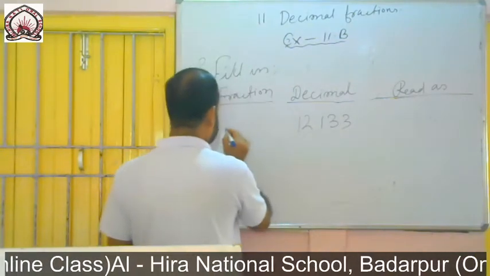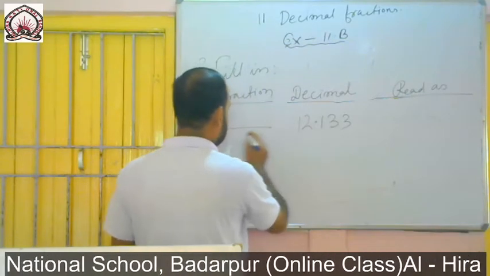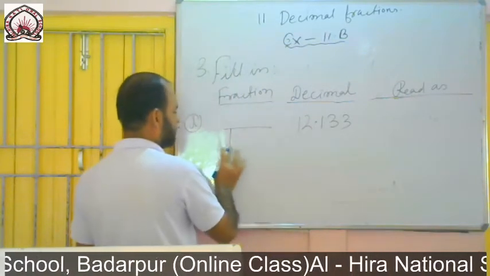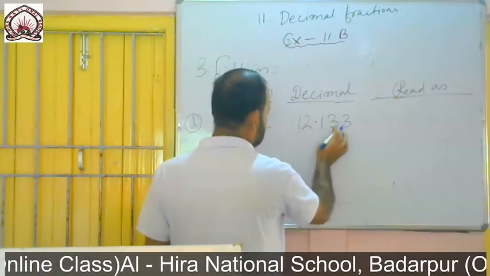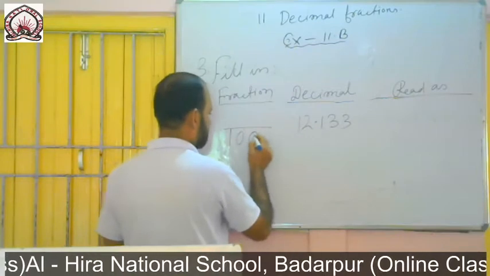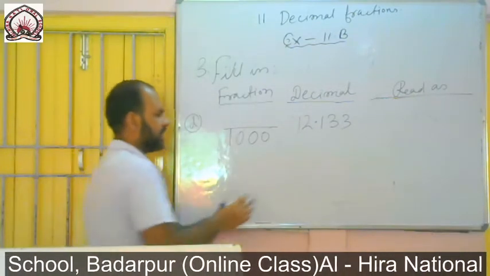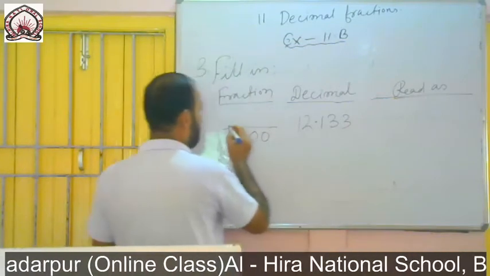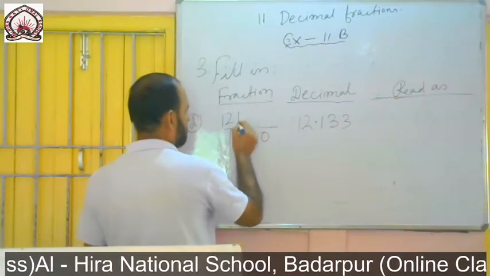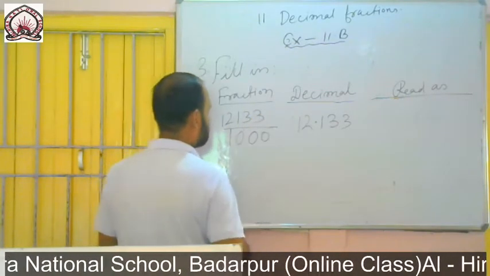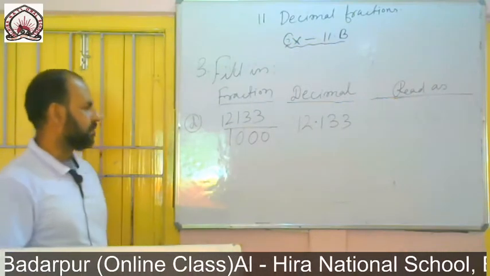So for the common fraction we know, in place of the point we give 1 in the denominator place, and how many digits are there after the point? 3 digits, 1 2 3, so we put 3 zeros. Then the denominator is 1000, and we write this number without the point as the numerator. So the answer is 12,133 by 1000.